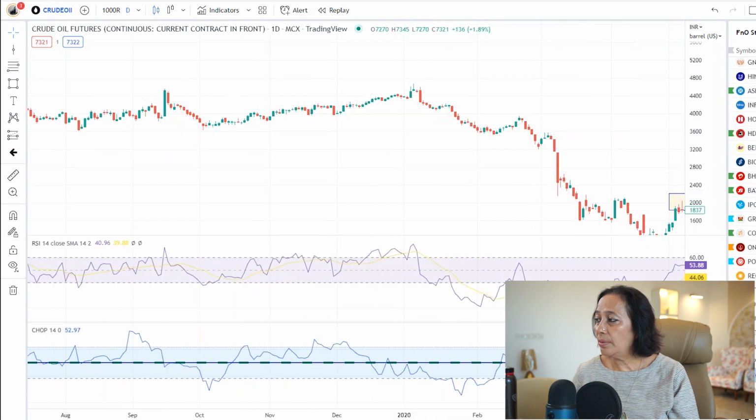Now our entry could be which place? Our entry could be here, when RSI goes below 60. Choppiness is already below 50. So quite a strong indication that the market is trending. Choppiness below 50 means it's the right time to enter, and it's almost like a double top here also. Let me mark it for you.